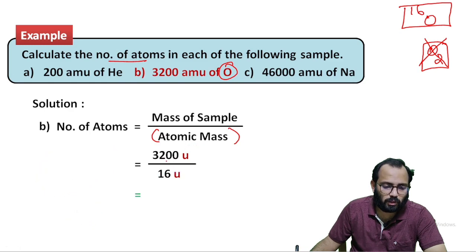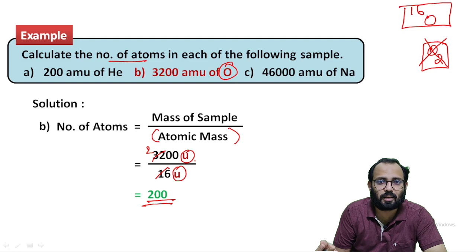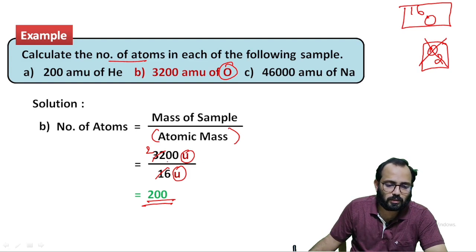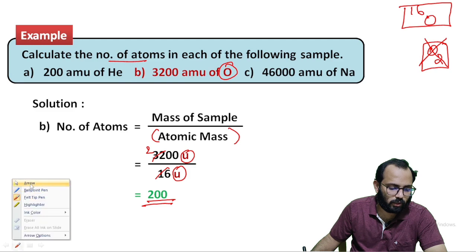So 3200 by 16, what are you going to get? 16 into 2, 32. So 200. U is the unit, so it's going to get cancelled. So the number will be 200. Number doesn't have the unit, right? Yeah, 3200 by 16. You got the answer. You got it right. Now we'll be moving to the next question.